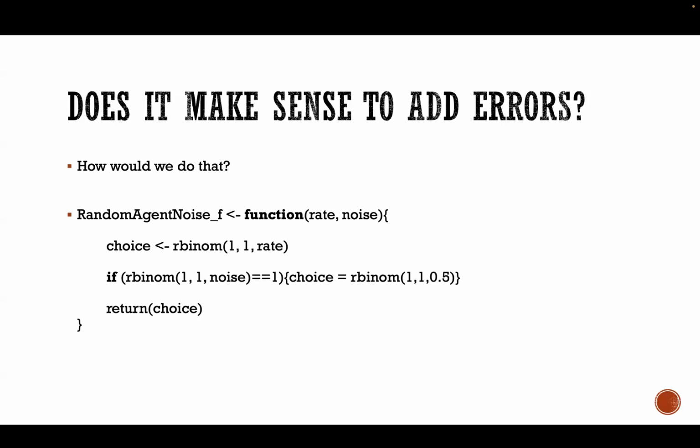But it is a way of conceptualizing this noise, right? So we have a choice, however we got there, and then whenever the noise tells us to, we simply replace it with a choice at random. Of course, it doesn't work very well if this is 0.5. And we return the choice. Does this make sense logically?